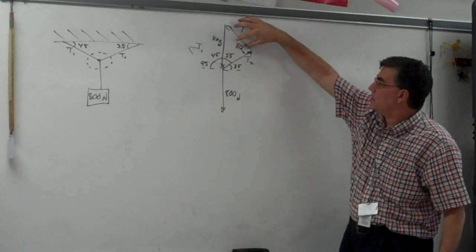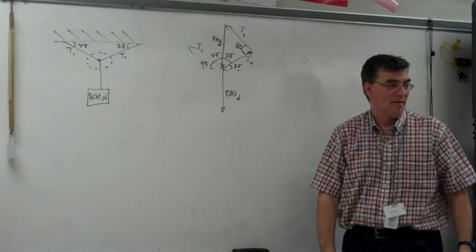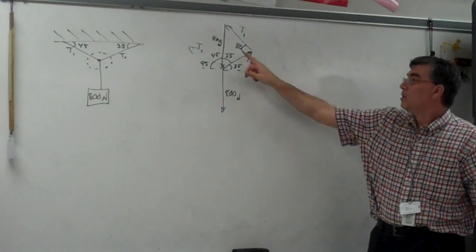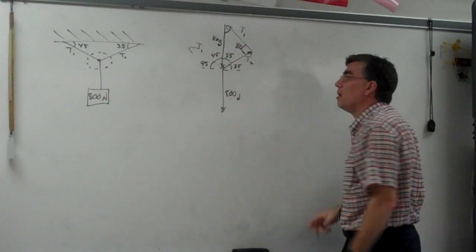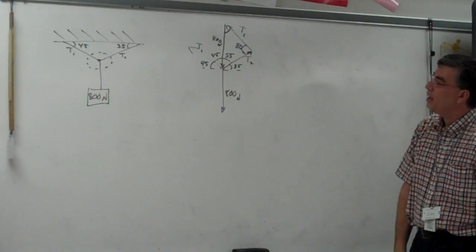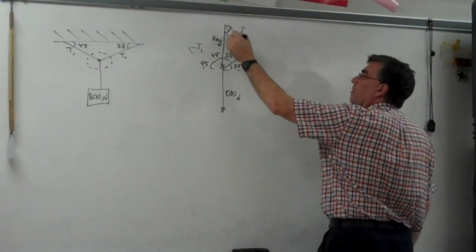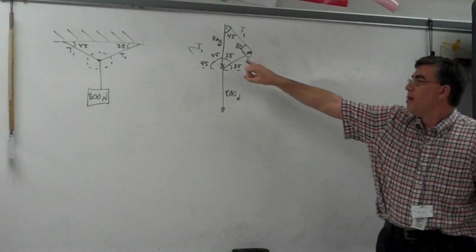Because this angle plus this angle have to add up to 180. This is geometry. So if this is 80 and that's 55, what's this angle here? 45. Yeah, 45, because 80 plus 55 equals 135, and 180 minus 135 is 45.